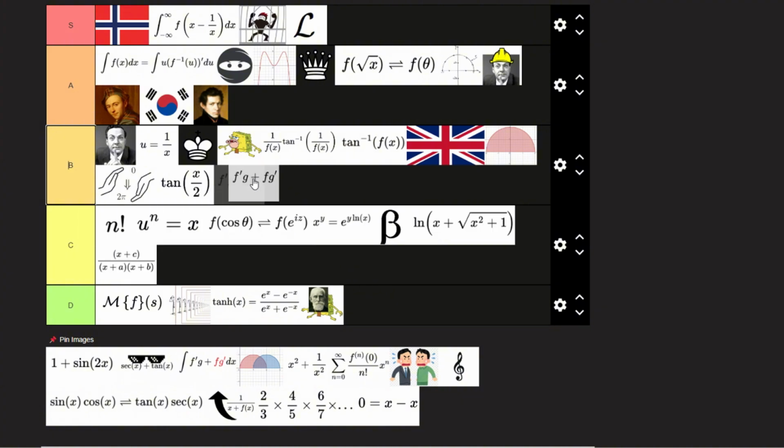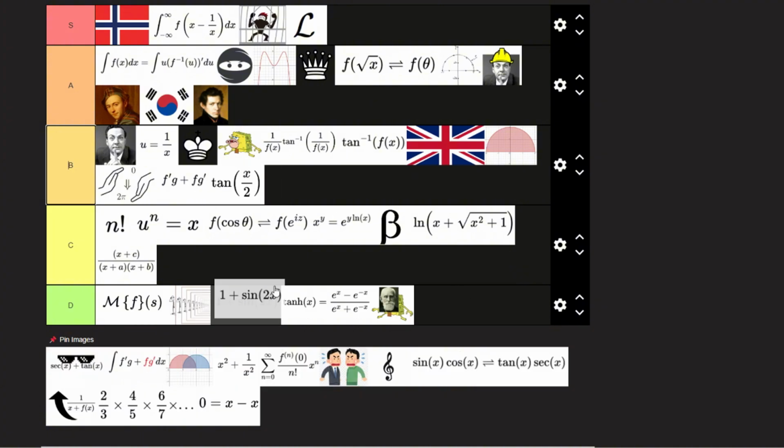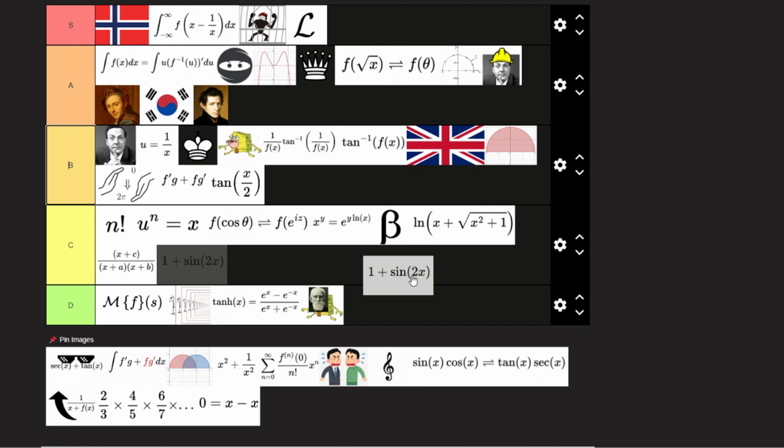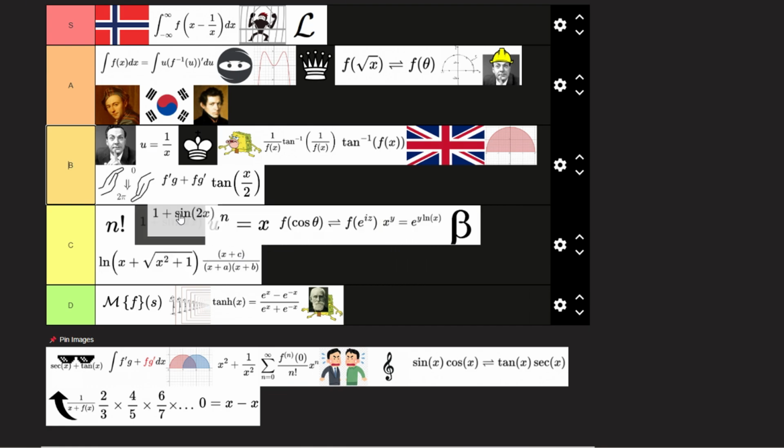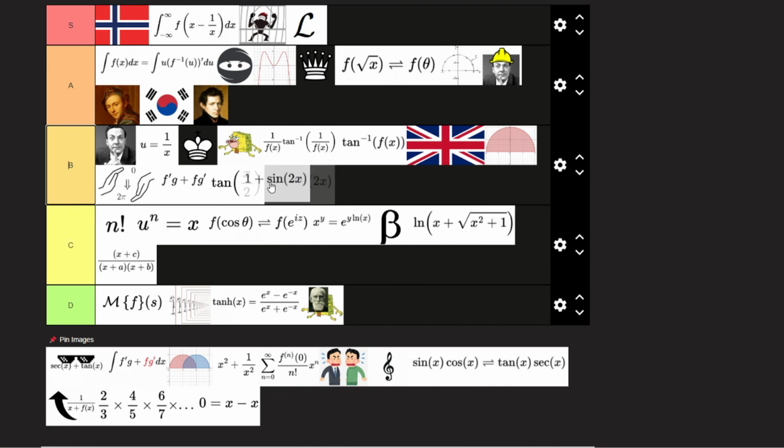Probably put it here. It is definitely more satisfying than Weierstrass. I'm sorry, Weierstrass can destroy itself. This is nasty. The 1 plus sine 2x trick. Ooh. It is nice. Probably put it here.